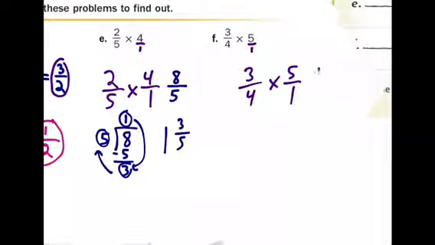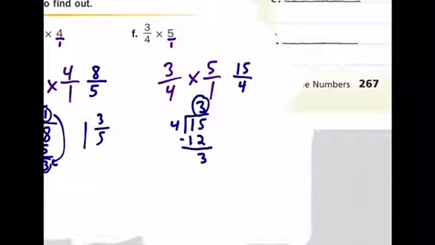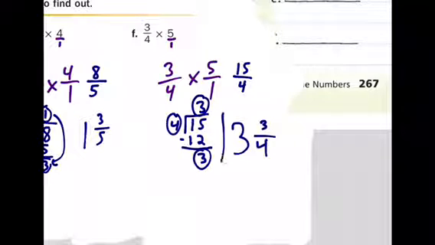But when I multiply, I get 15/4. Now that's improper, so I'm going to do my division problem. 15 divided by 4. 4 goes into 15 3 times, which is 12. When I subtract, I get 3. So now here's my answer. Remember, this is my whole number, my 3 and 3/4. So if you had 3 and 3/4, give yourself a C.